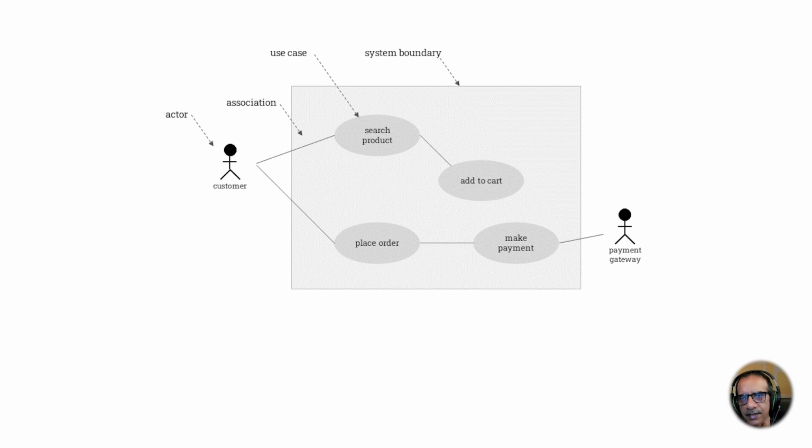One important thing to note here is the background rectangle, which is marked as boundary. This tells us these are the use cases that are in the scope of software development. If there is anything out of scope, that should be outside this box. For example, the payment gateway.